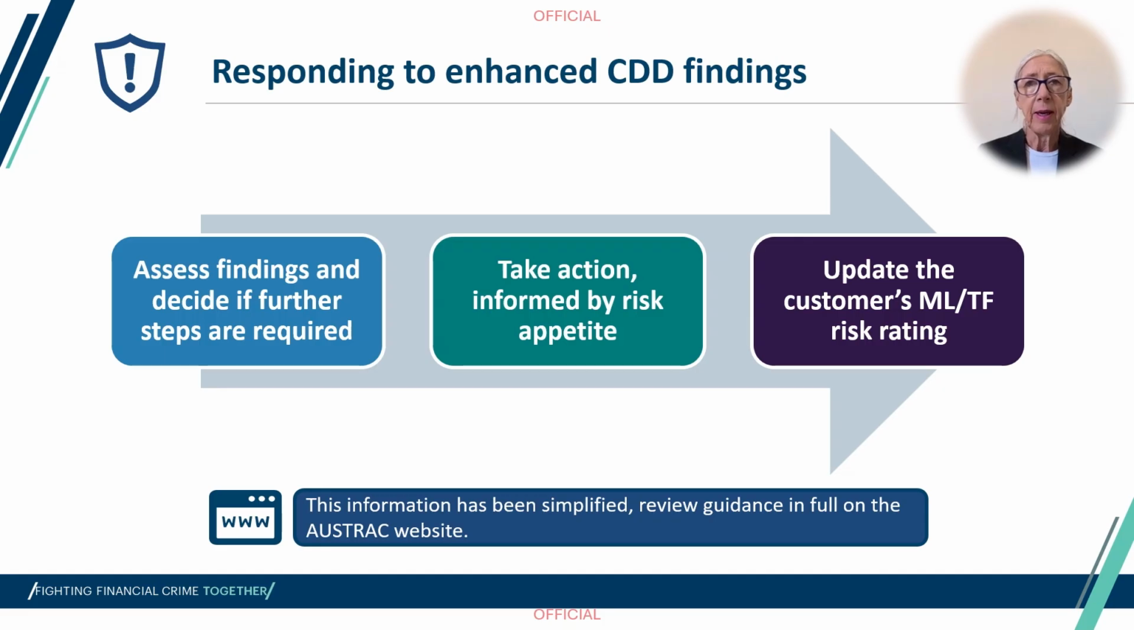Next, take action. If the risk can be managed, you may continue with your current controls. If not, we expect your AML-CTF policies to set out how you respond. For example, strengthen controls, carry out additional checks, or reassess whether the customer remains within your risk appetite. Remember, if the risk is unacceptable, you may limit services, decline the request, or end the business relationship, guided by your MLTF risk appetite. Finally, update the customer's MLTF risk rating to reflect new information and support consistent treatment of risk across your business.